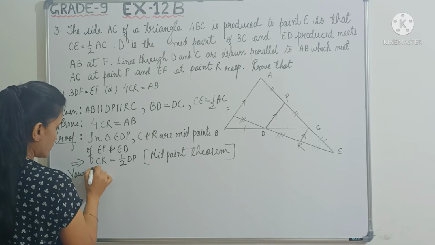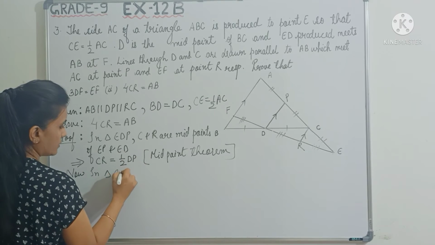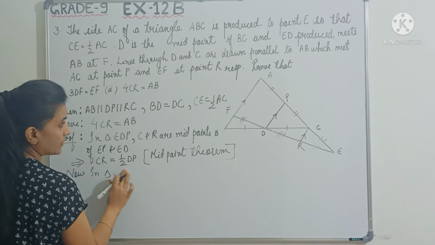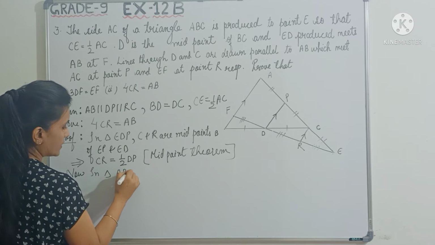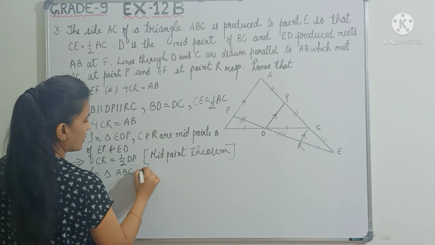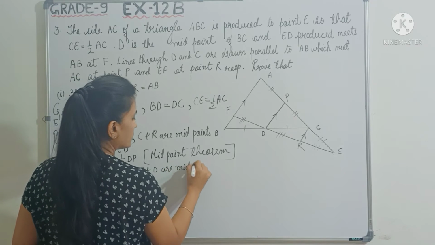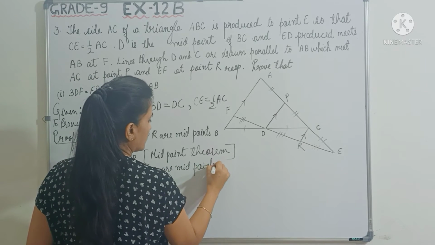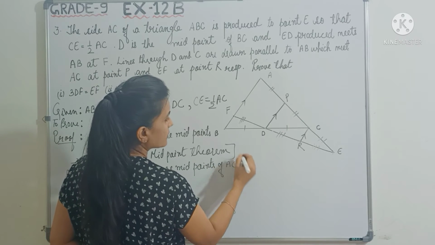So now in triangle CBA, or you can write down ABC, right? ABC, yeah. In triangle ABC, P and D are midpoints of AC and BC.